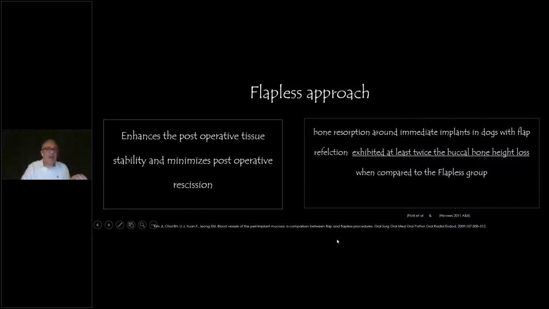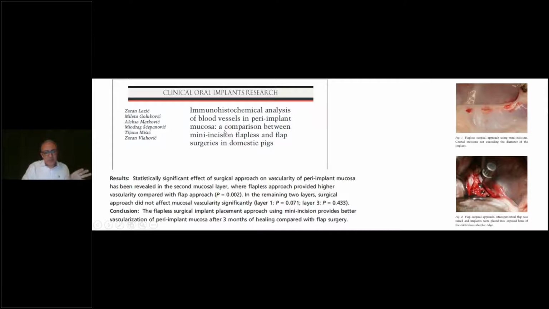And this is another article that is really, really important, when they analyzed the blood vessels on peri-implant mucosa, comparing mini incision flaps and flaps in dogs. And they found out that there is a significant difference: the flapless surgical implant placement approach using mini incision provides better vascularization of the mucosa after 3 months of healing following surgery. So this is something that is enlightening as well, and it is covered by the literature.